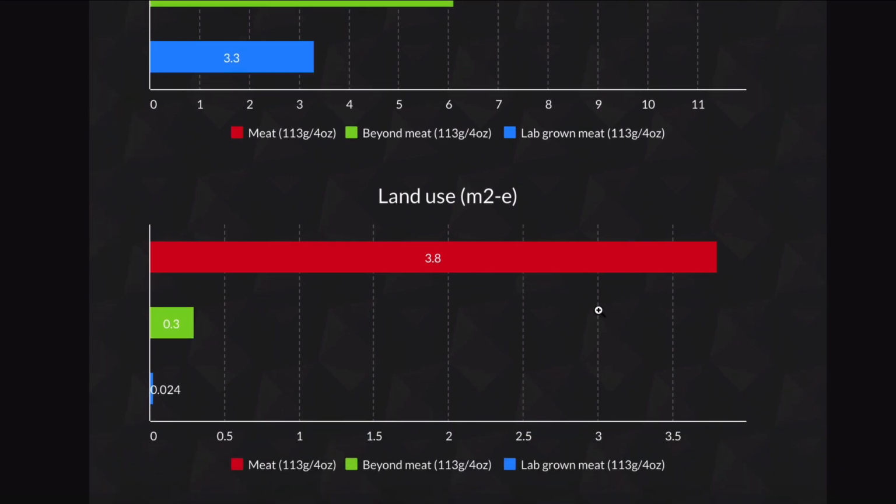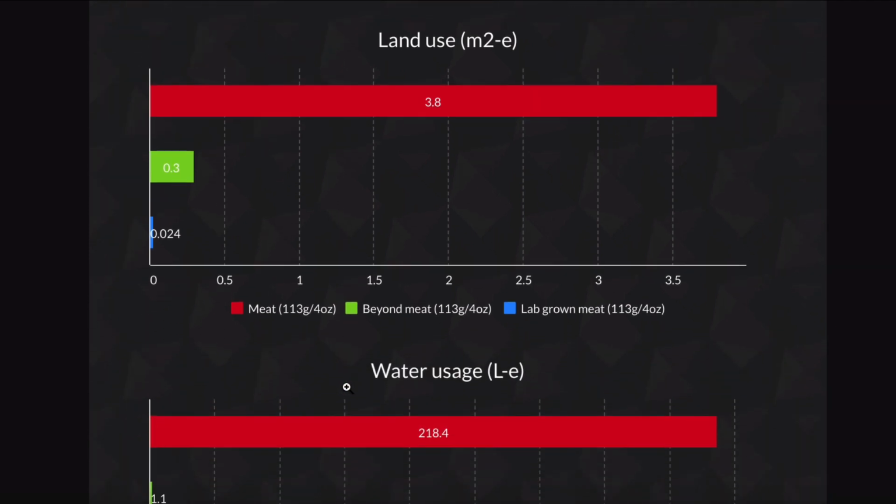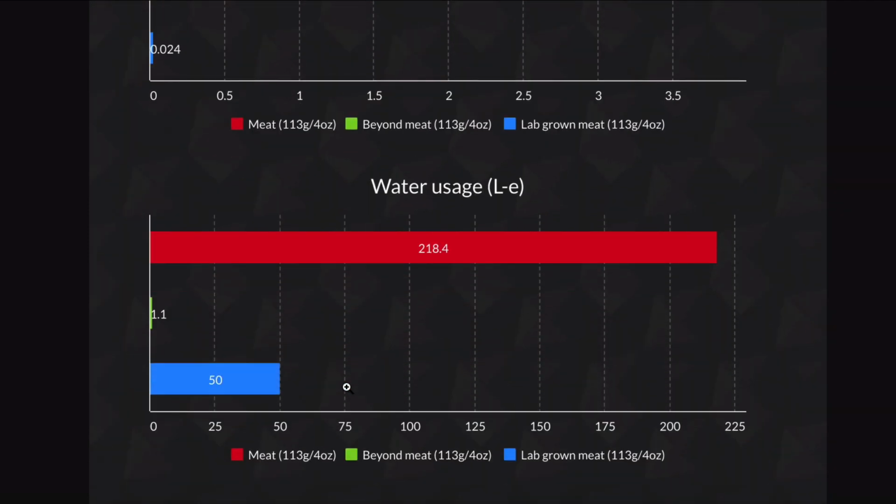Land use, meat takes up loads and loads of land. And then water usage, this is the only one that changed the pattern, in that Beyond Meat uses much less water. Great visualization by Black Phantom 773.